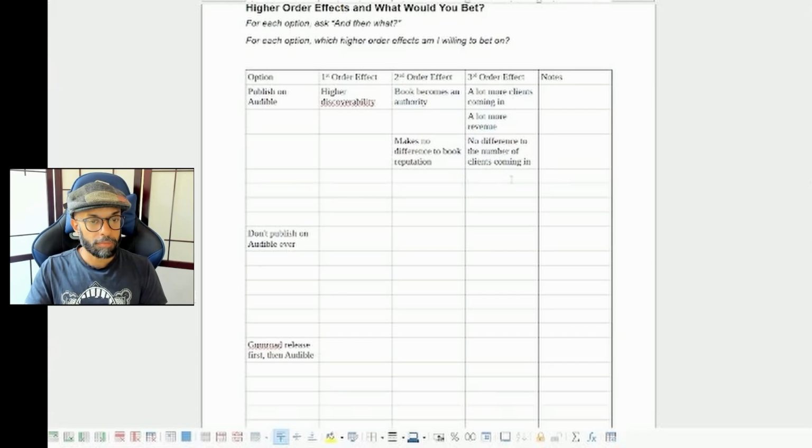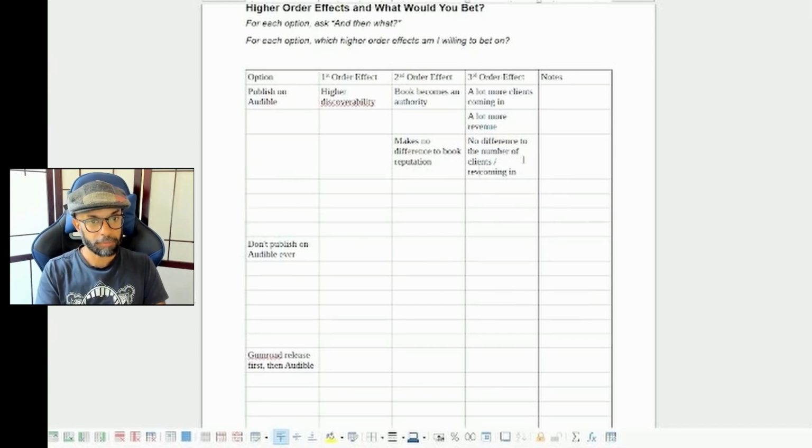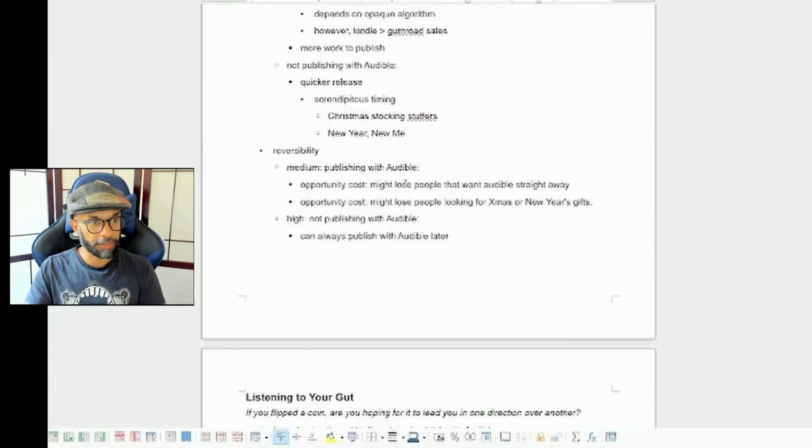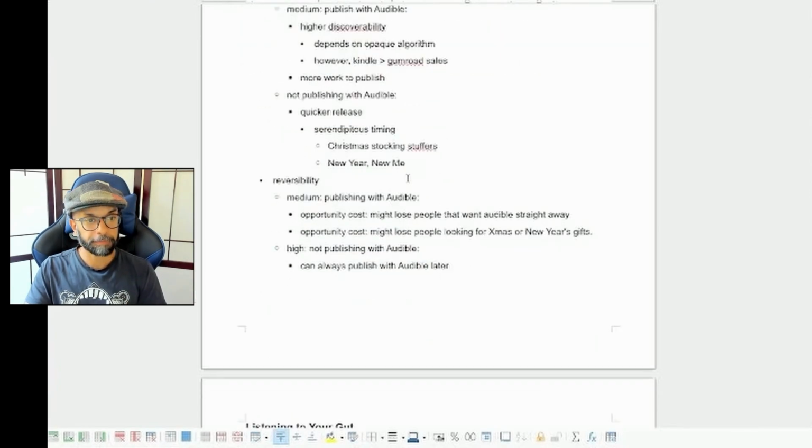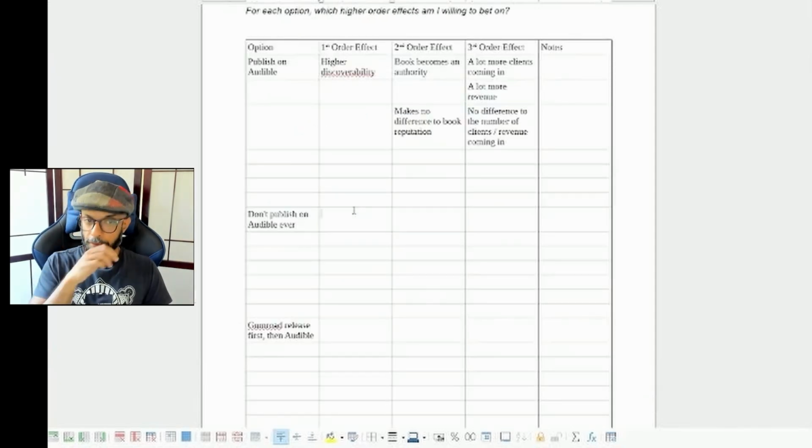And I'm just going to say no difference to number of clients / revenue. And what else? This can be a little bit hard to come up with, so sometimes I like to just take a look through here. Okay, so some other effects might come to mind as I go through this. So as you can see, it's not a very linear process. There's quite a bit of entering some stuff in, then coming back, and then refining, and then so on. And I find it a great tool for thinking because often our brains don't work in a linear way like that. They are kind of circular and iterative.